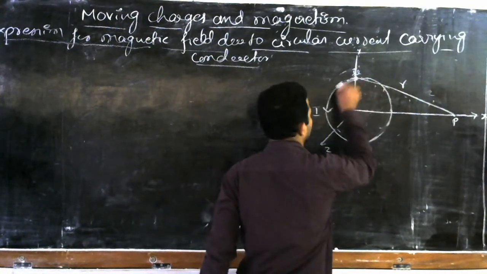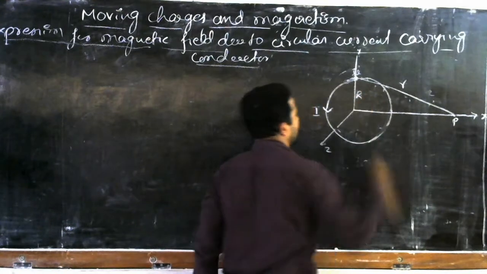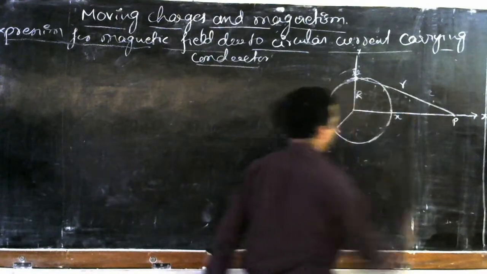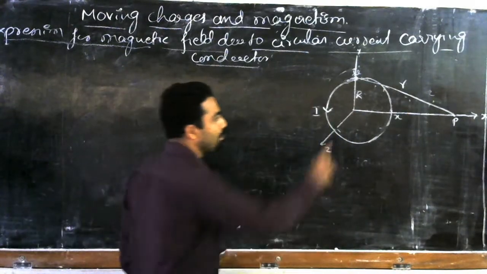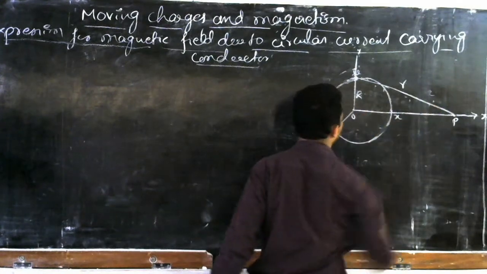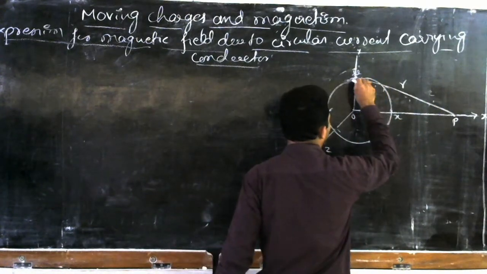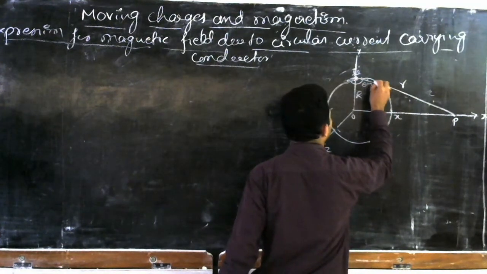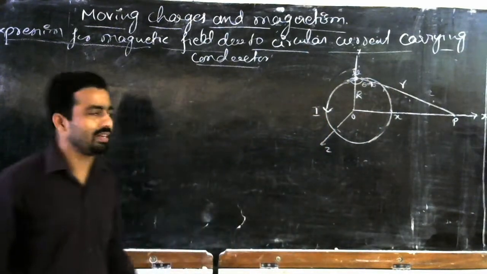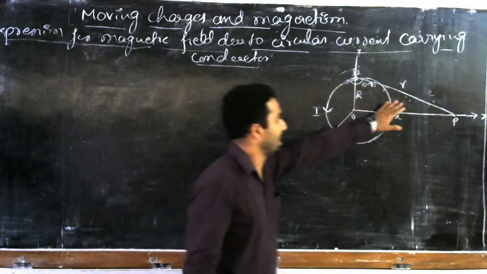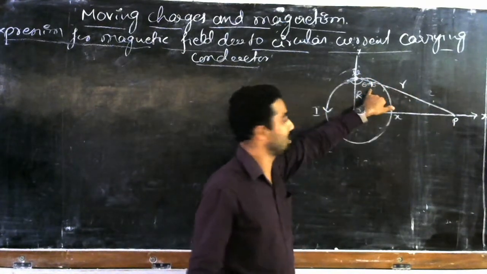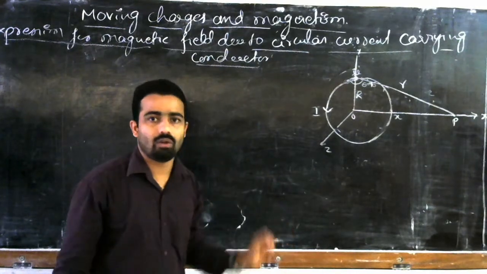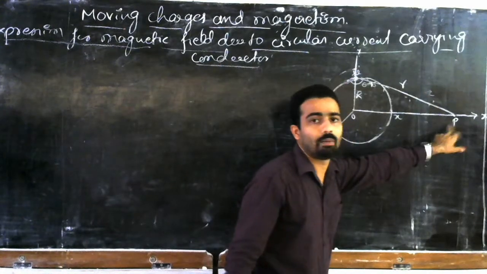And let's say the radius of this circle is capital R, and the distance from the center O to the point P is x. Now, the angle formed between dl and r is theta, which is equal to 90 degrees. The angle formed between the dl line and the line joining the line element to the point P is 90 degrees. That we know. Now, our intention is to find out the magnetic field due to this element at the point P.